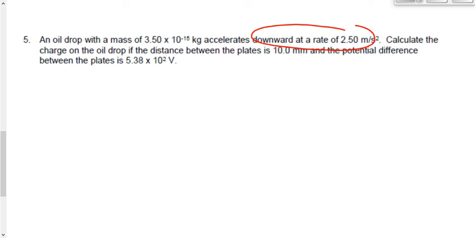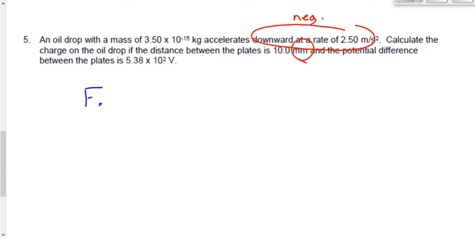Why am I circling the acceleration in red? Yep. It's a downward acceleration, so we're going to make it a negative value. Calculate the charge on the oil drop if the distance between the plates is 10 millimeters, and the potential difference between the plates is 538 volts.